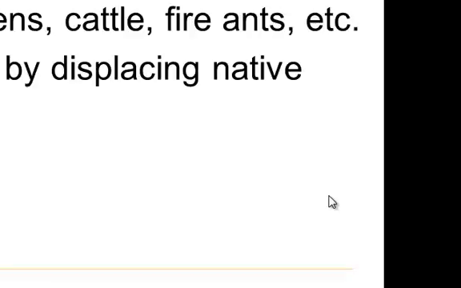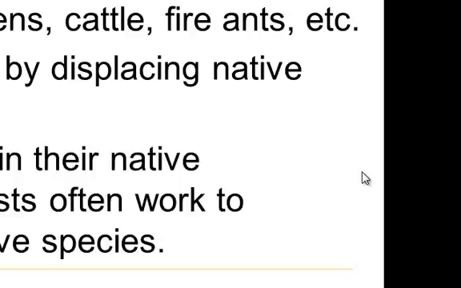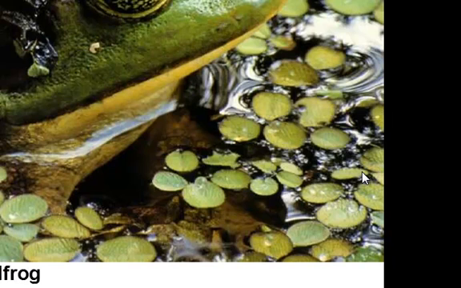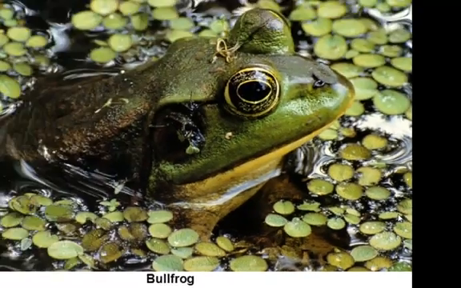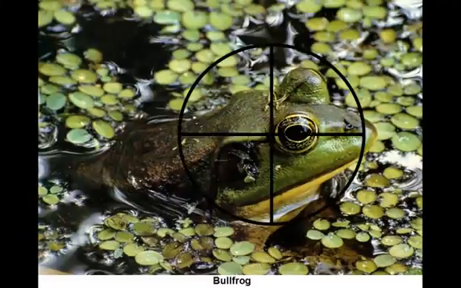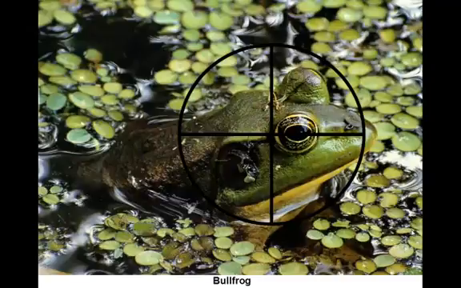There's nothing wrong inherently with these species, but they do show a certain aggressive tendency when they're introduced to a new place, and they belong in their native ecosystems. And ecologists will often work to eliminate non-native species. Here is a bullfrog, and this is the way an ecologist would often like to look at a bullfrog. I think I'm joking, but that's actually very true.